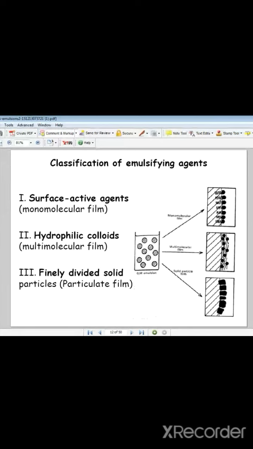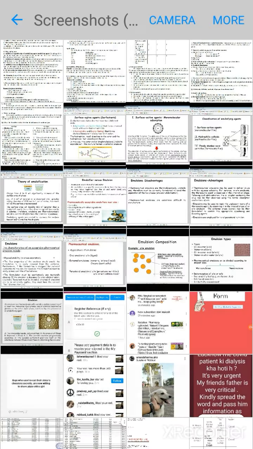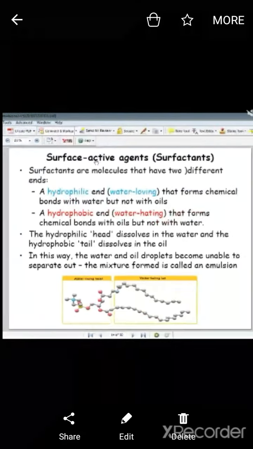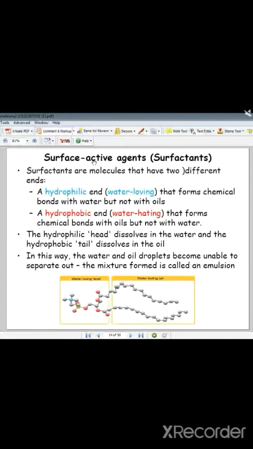Classification of emulsifying agents: surface active agents, hydrophilic colloids and finely divided solids. Here are the surface active agents. For the surface active agents, surfactants, we have two things: hydrophilic and hydrophobic. Hydrophilic means water loving and hydrophobic means water hating. That's why a surfactant molecule has two different ends.